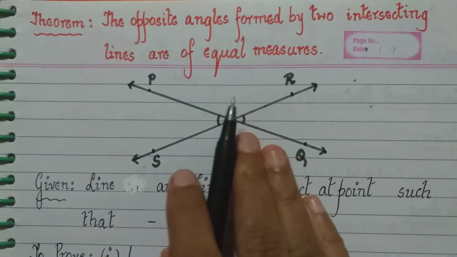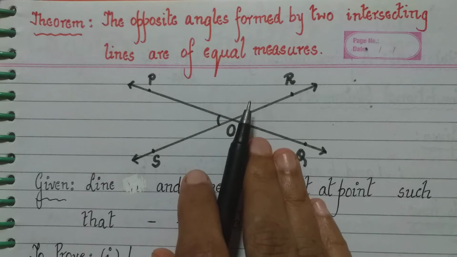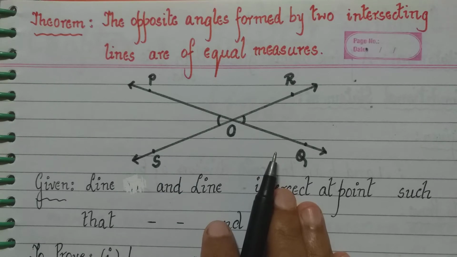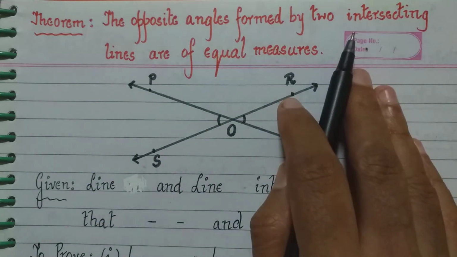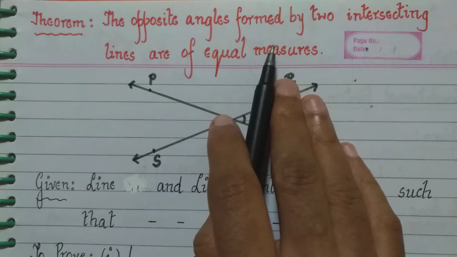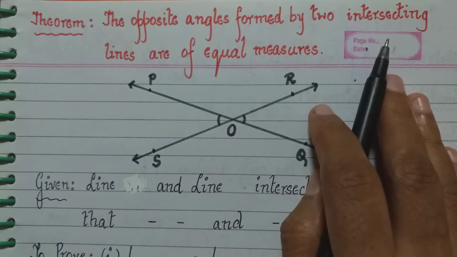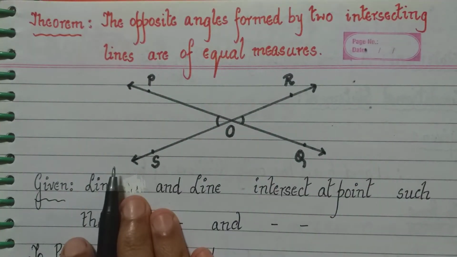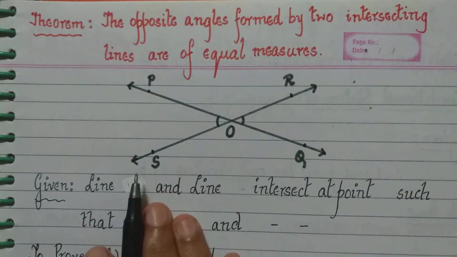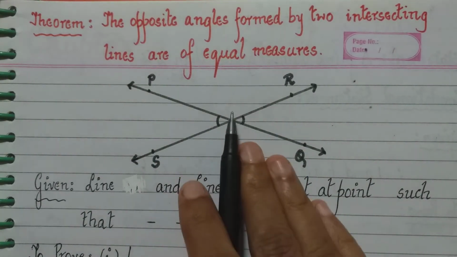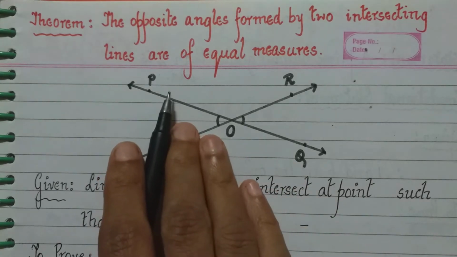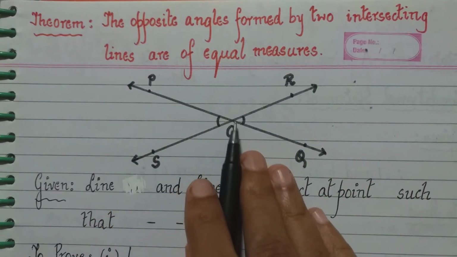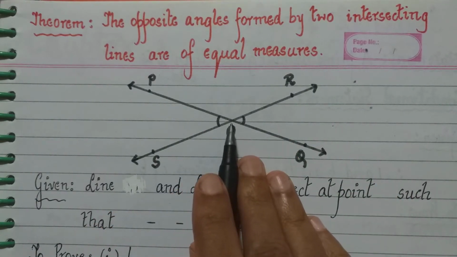Now, to write the three parts, that is Given, To Prove and Proof, first we have to have a figure, and that figure is based on this question, that there are opposite angles formed by two intersecting lines. Now look here at this figure. We have here two lines. These two lines are intersecting. Intersecting means they meet at a point. Which are the lines? They are line PQ and line RS. They meet at the point O.